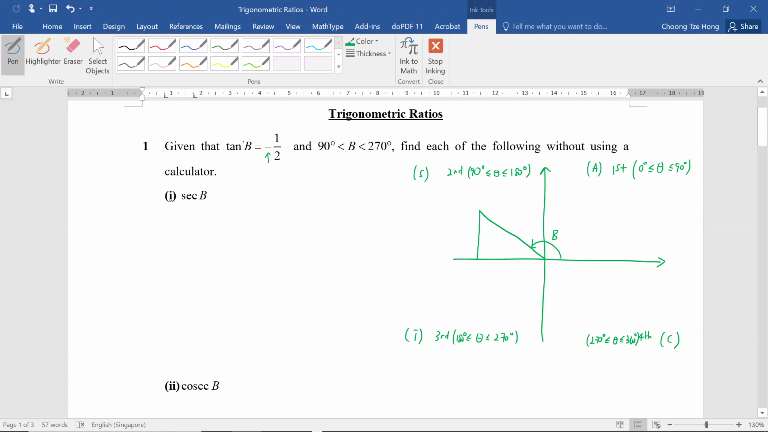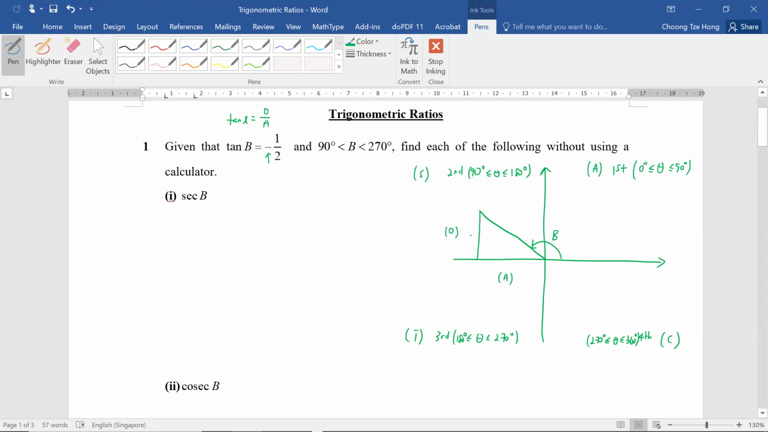The basic idea behind tangent is that tangent is the trigo ratio of opposite over adjacent. That means now the angle is over here. This will be the opposite side, this is the O and this is the A. So O over A is now negative 1 over 2. But which one is negative? Is it the opposite that is negative or the adjacent? It cannot be both negative. If both are negative, then negative over negative should give me a positive ratio.